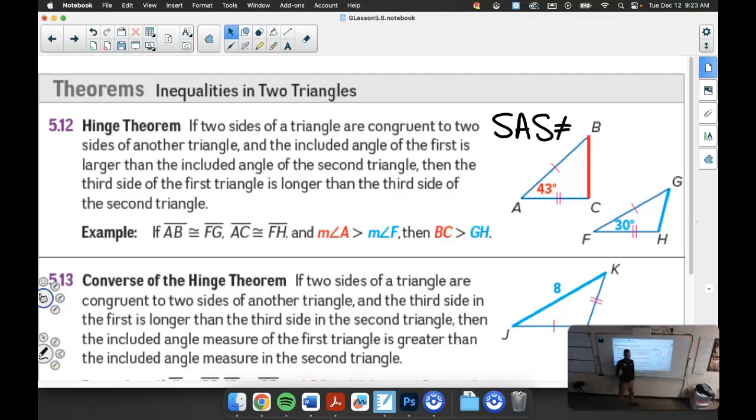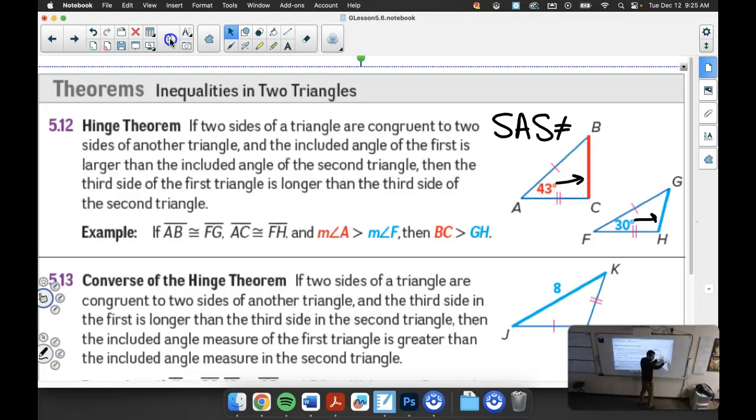Side angle side inequality. What it's saying is that if you have, in two different triangles, two sides that are the same, and then the included angle in one is bigger than the included angle in the other. So here, 43 is bigger than 30. If you have that setup, as long as these sides are the same, then wherever the bigger angle is, the bigger side will be. You've got to have two sides congruent.